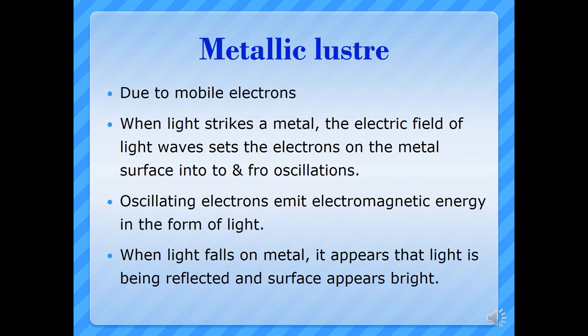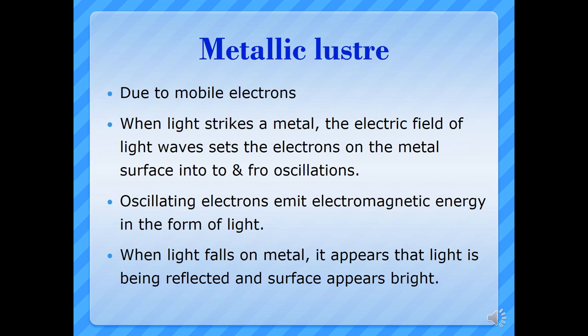We have also studied that a moving charged particle will emit electromagnetic radiation. In this case, electrons are negatively charged species, and therefore if they are moving or oscillating, they can also produce electromagnetic radiation. And this electromagnetic radiation will be emitted in the form of light.